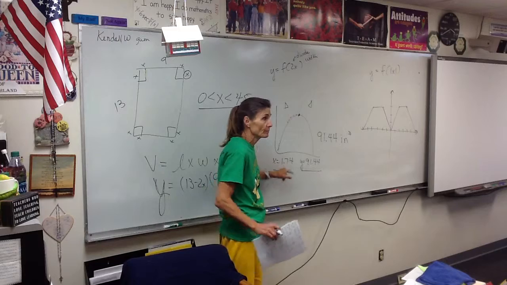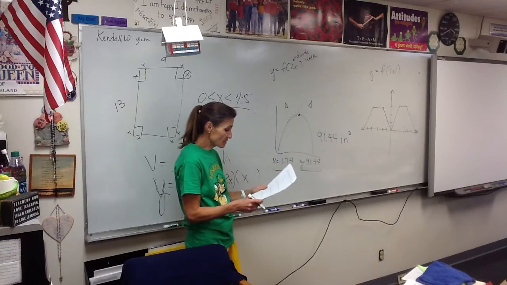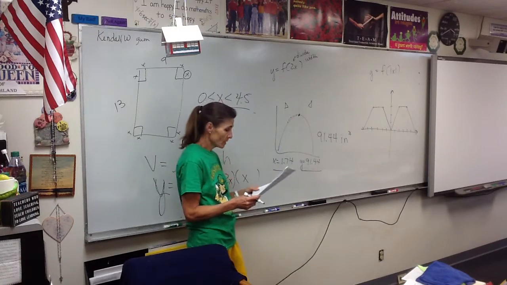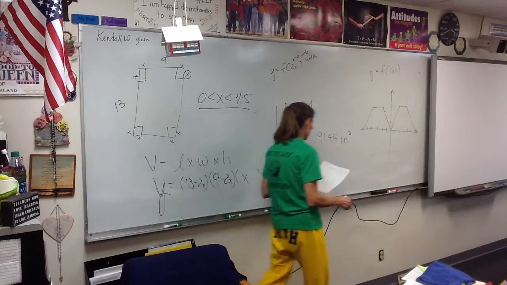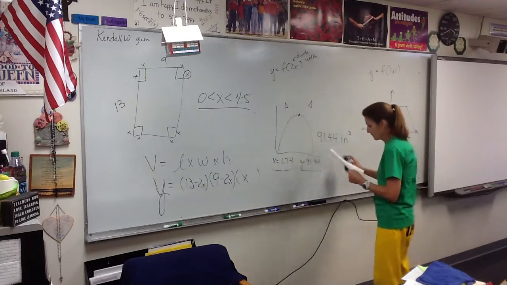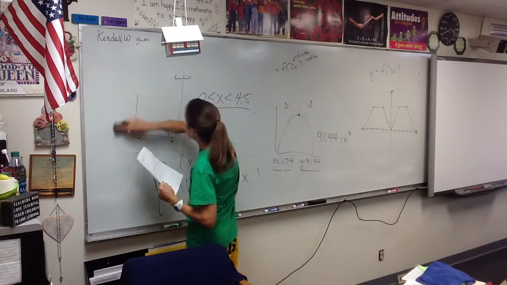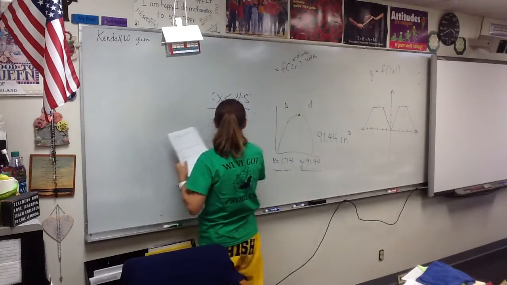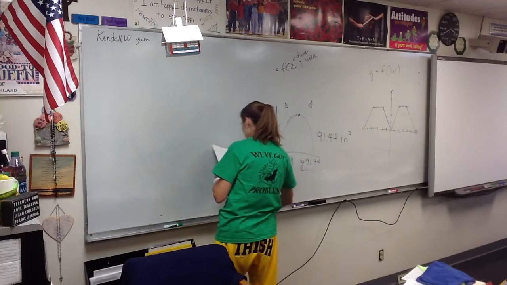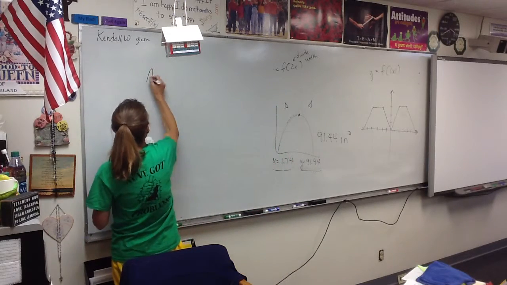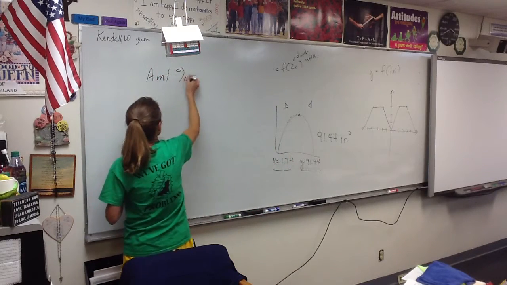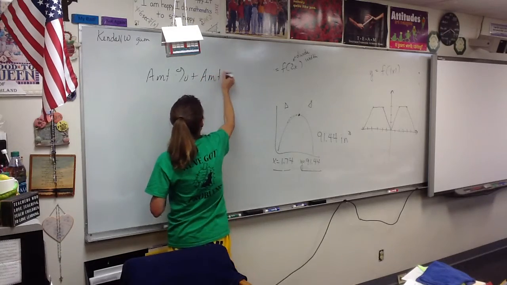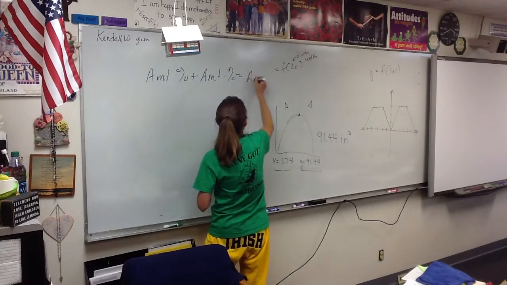Okay? All right, Jamal has asked for which one, Jamal? Number 4. What is our general format for problem number 4? Amount times percent. That's it.